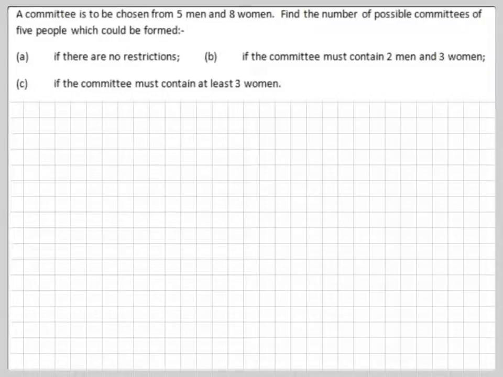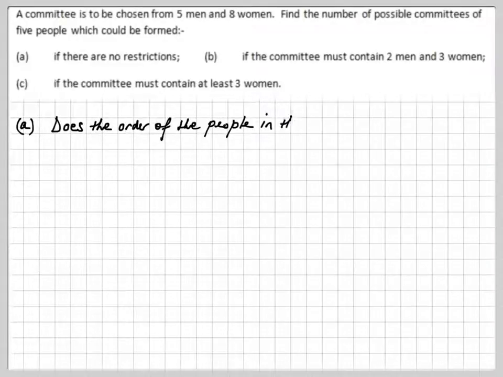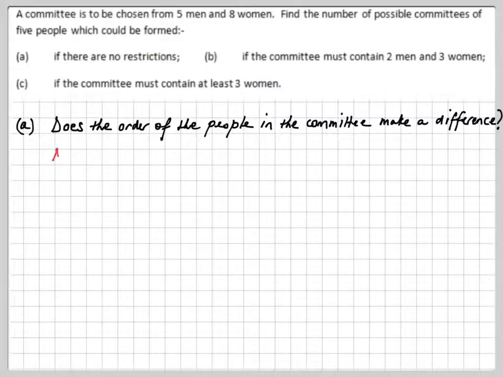Alright, come on, we'll do A. And what have we got? No restrictions. Okay. So, we've got 5 positions, haven't we? The first question to ask yourself is, does the order of the people in the committee make a difference? Well, I certainly hope not. I don't think it does, do you? If you had Joe and Margaret, is that the same as Margaret and Joe? Well, of course it is, if they're both in the committee. So the order doesn't matter. So this is combinations now, not permutations. That's a really key bit of insight to get so that you don't go wrong.